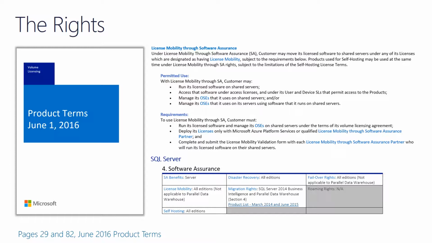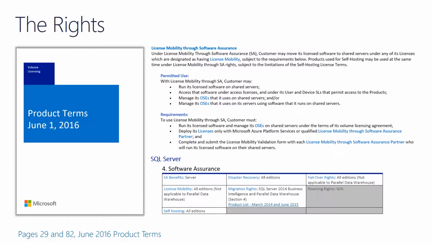For instance, in the permitted use, you're reminded that you still need CALs or subscription licenses, SLs, to access the server products if you choose to deploy them using license mobility through SA rights. Now, these are the general terms, but you do also need to check that a particular product has the license mobility through SA rights. And here at the bottom, I've taken a snippet from the SQL Server section of the product terms. And you can see that license mobility is listed under the software assurance section at the left.